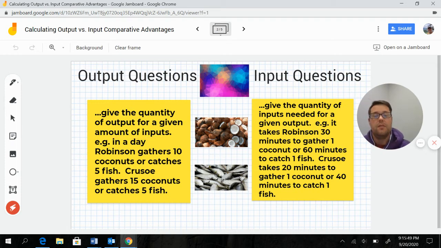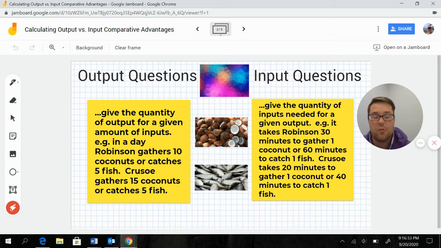Most often in the examples I've been giving of the deserted island, I say in a day's labor, right? So in a day, Robinson can gather 10 coconuts and 5 fish. So that gives you the amount of output for 1 day of labor. Now, there's nothing hard and fast saying it has to be 1 day of labor. It could be a week, a month, or an hour. But the number that you're given is how much stuff is produced for that given input, right? So Crusoe gathers 15 coconuts or catches 5 fish.